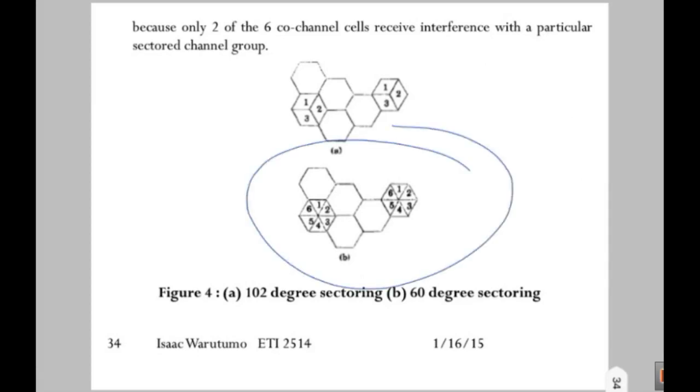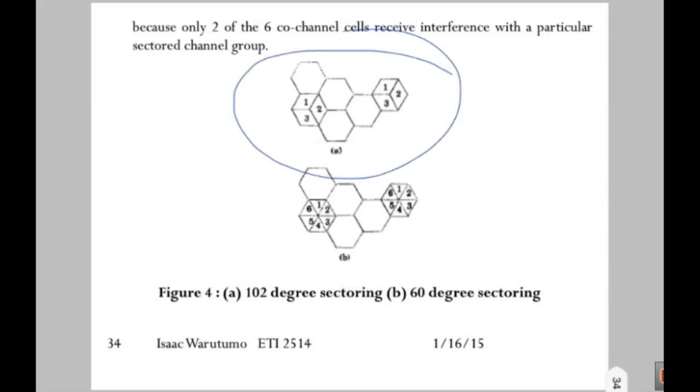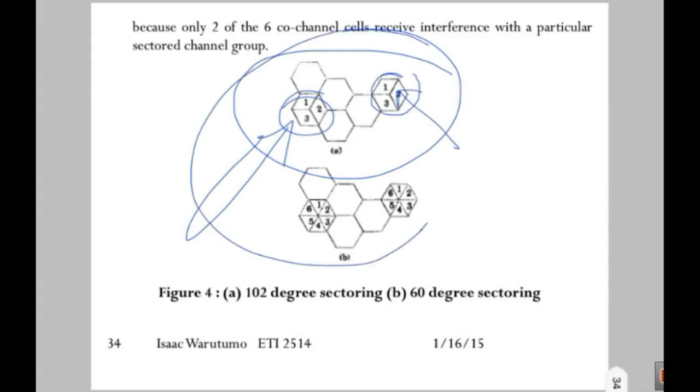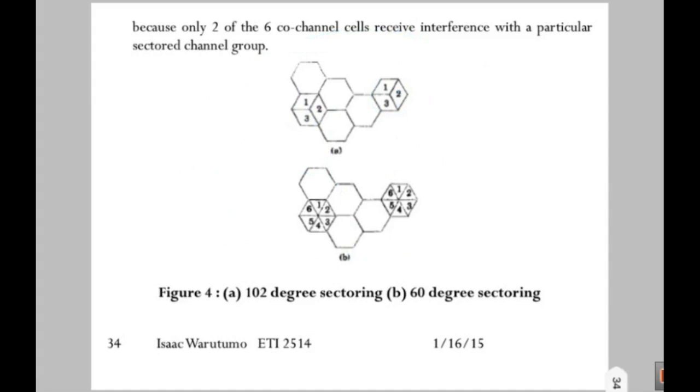Oh, of course not. Let's talk about the first one. Look at this one. It has been split into 3, and we want to find out when we have another 2 somewhere. Of course this diagram may not show that, but what we are saying is that we can extrapolate this idea that this channel, this number 2, is neighboring how many cells? 2.